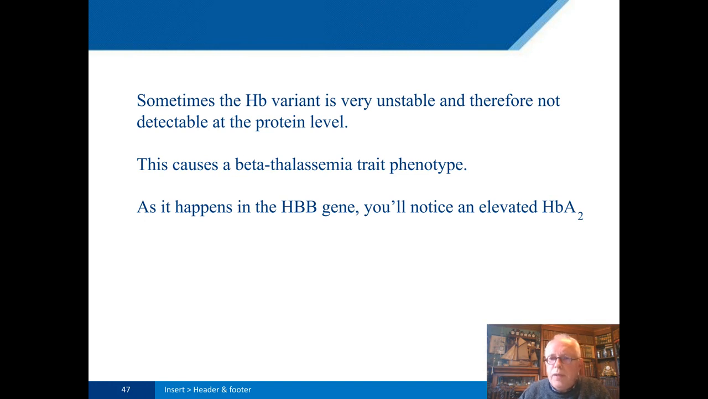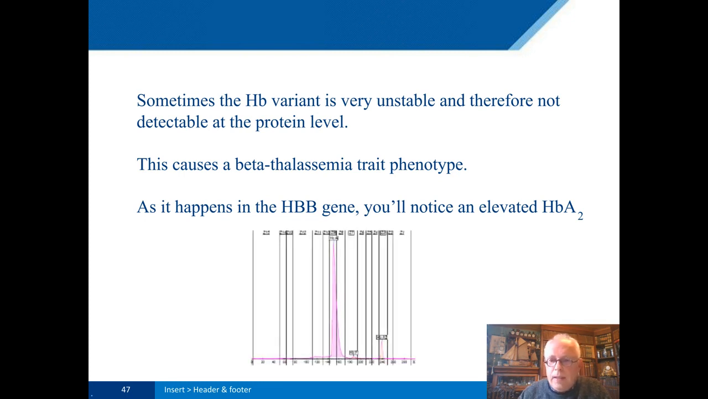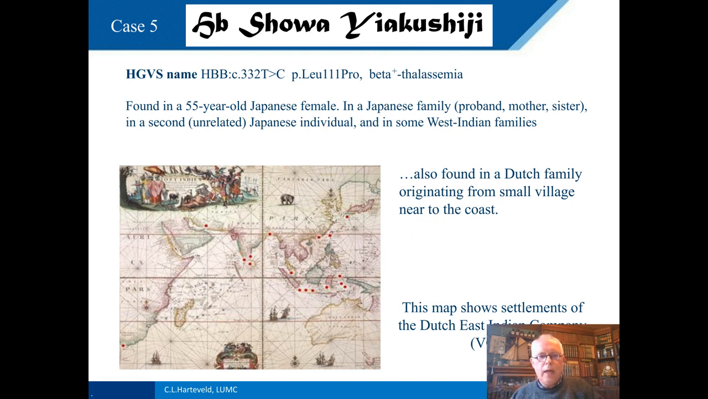Sometimes the hemoglobin variant is very unstable and therefore not detectable at a protein level. This causes a beta thalassemia trait phenotype. As it happens in the beta gene, you'll notice an elevated hemoglobin A2. Like in the case of hemoglobin Showa Yakushi. That sounds very Japanese, and it was also firstly described in a Japanese female. Also in a Japanese family, there was a proband, mother and sister, and an unrelated Japanese individual. Later, hemoglobin Showa Yakushi was also found in some families from West India.